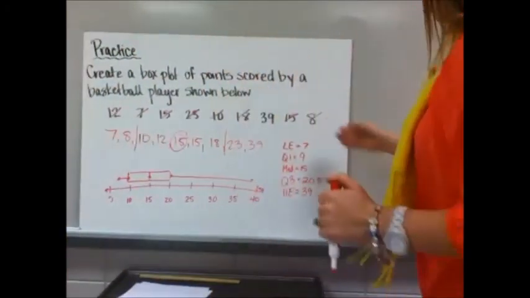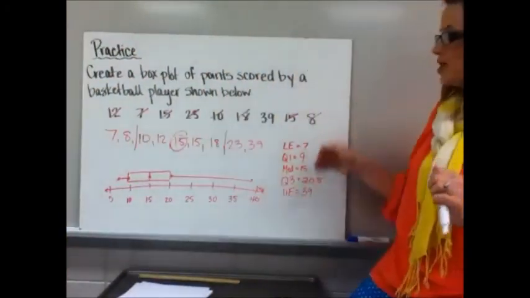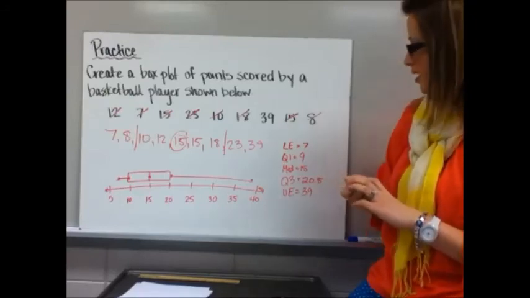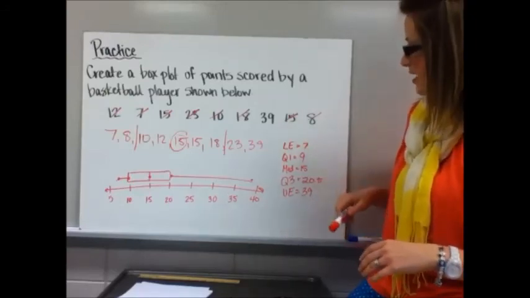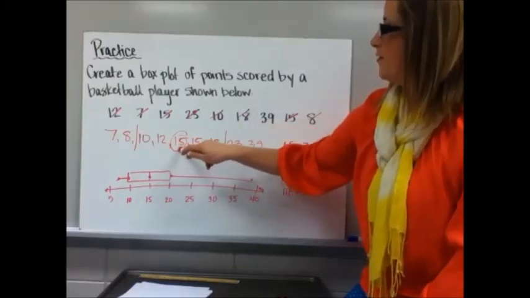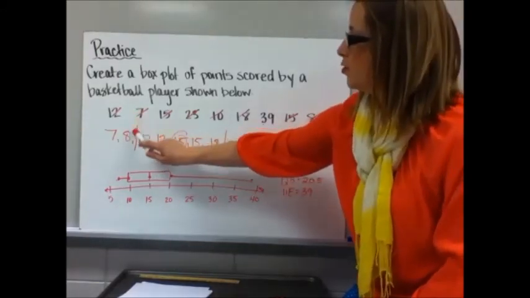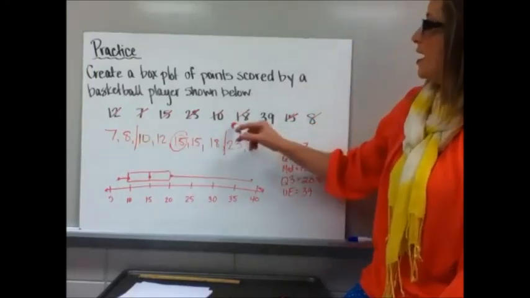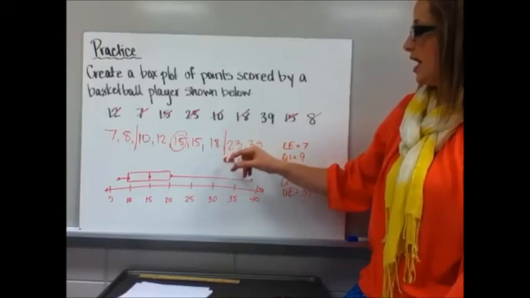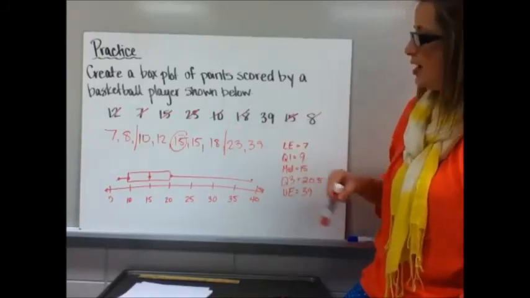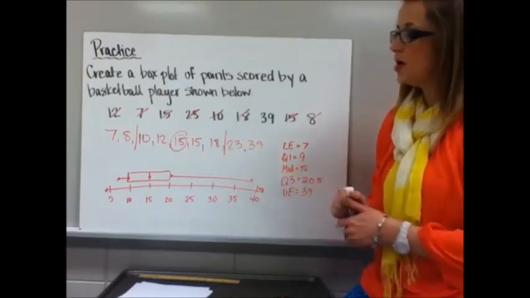Okay, there's your box plot. You want to check your 5-number summary. It's always good to write those out so that you can easily check for errors when you're comparing. Has a lower extreme of 8, upper extreme of 39. The median is the middle number, 15. Lower quartile, the first quartile is right between 8 and 10, which is 9. Upper quartile, third quartile is between 18 and 23, which is 20.5. Upper extreme, 39. Plot each of those 5 points and draw the box.